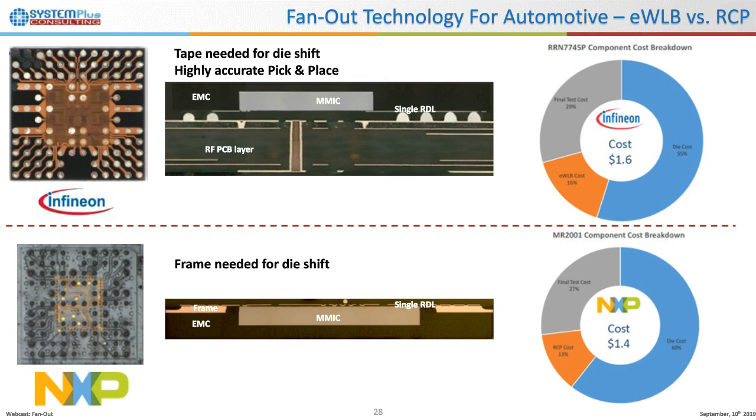Infineon, which has the higher cost, requires tape lamination on the carrier to handle the die, and also a highly accurate pick and place step, whereas NXP took a metal frame to reduce the impact of the molding flow on the die positioning. And at the end, NXP is cheaper even if they had a feature in the molding.